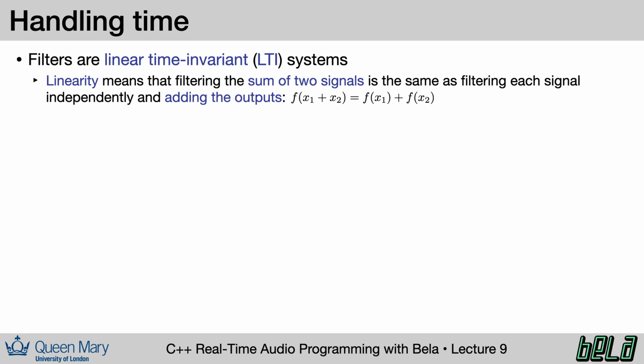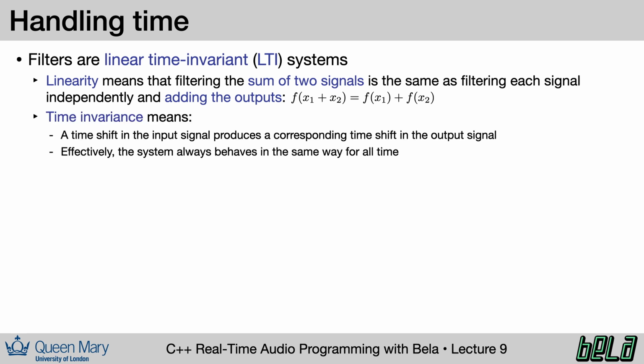What linearity means is that if we add two signals together and then filter their sum, that produces the same output as filtering each signal individually and then adding the outputs of the two filters. Time invariance means that if we shift our input signal in time, the output signal will shift a corresponding amount in time. In other words, the system is behaving the same way all the time.